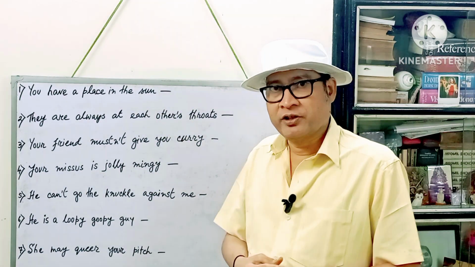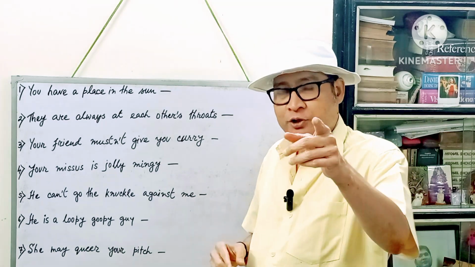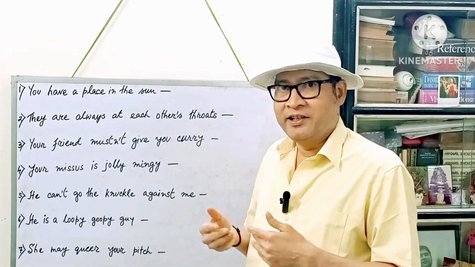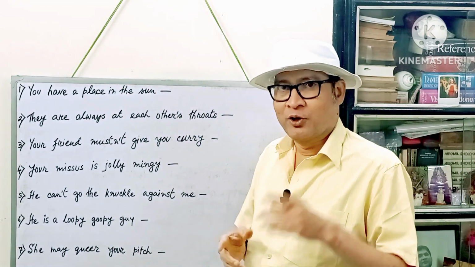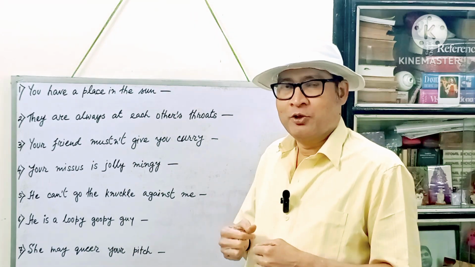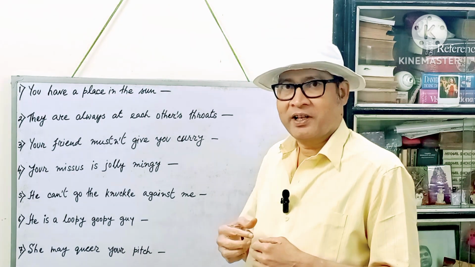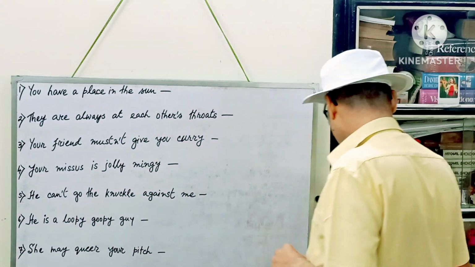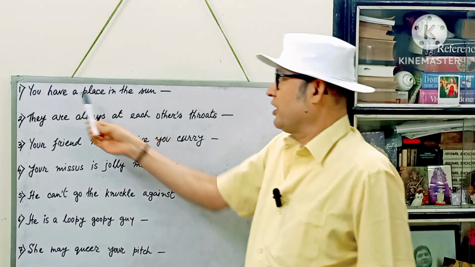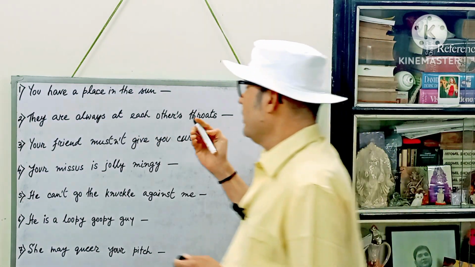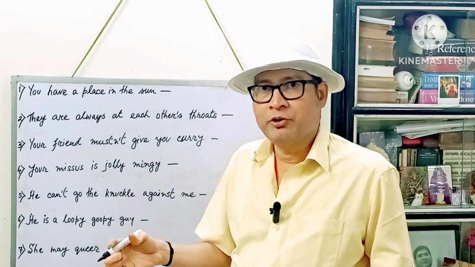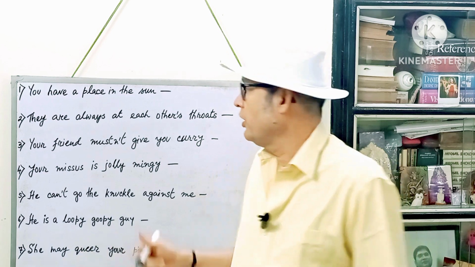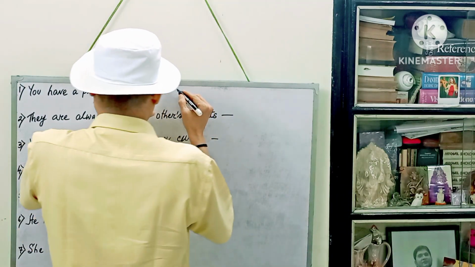What does it mean? Can you guess? If you can guess fairly, then of course I will expect you to write it down in the comment box so that I can read your comment afterwards. And your comment always encourages me to work harder to make very entertaining, very informative videos. So the meaning of this sentence, you have a place in the sun, simply means you have a highly advantageous position.